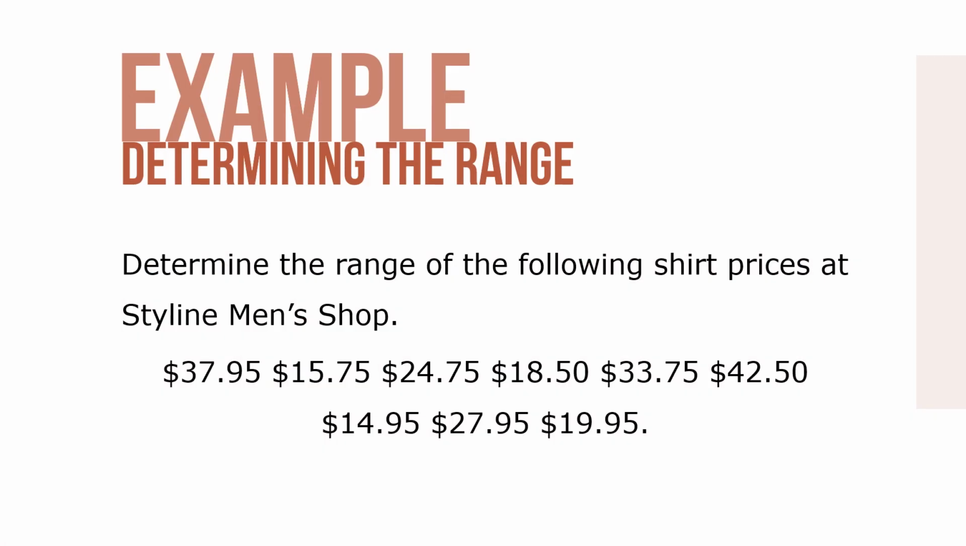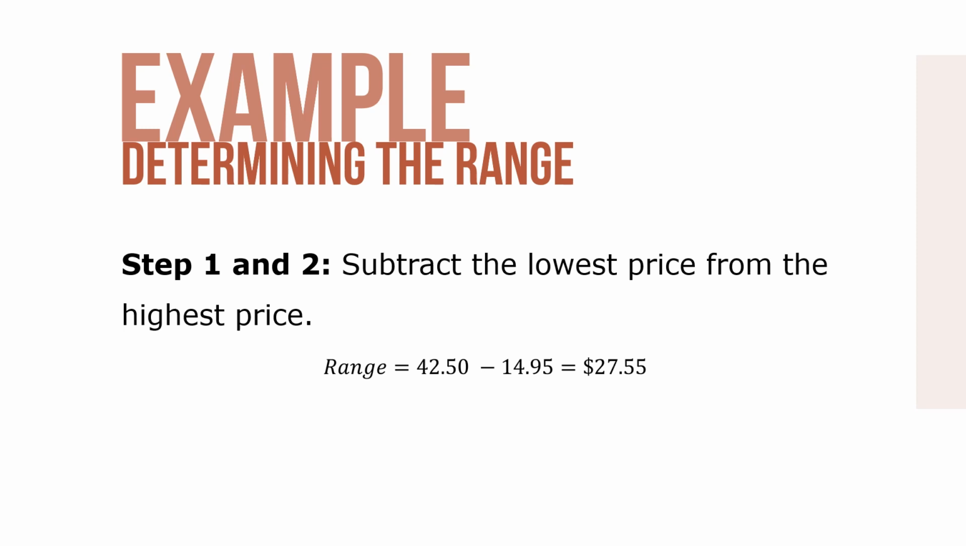Here's an example. Determine the range of the following shirt prices at Styline Men's Shop. Step 1 and 2. Subtract the lowest price from the highest price, where range equals $42.50 minus $14.95, for a total of $27.55.